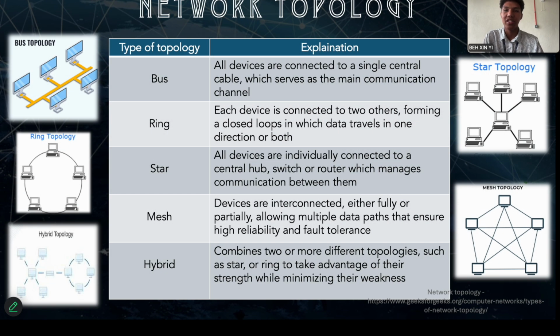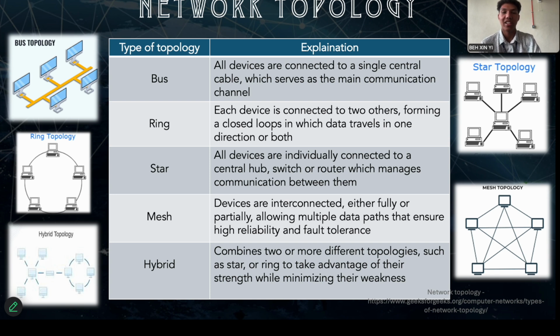Lastly, we have network topology. For bus, all devices are connected to a single central cable, which serve as the main communication channel. Ring, each device is connected to two others, forming a closed loop in which data travel in one direction or both. For star, all devices are individually connected to a central hub, switch, or router which manage communication between them.